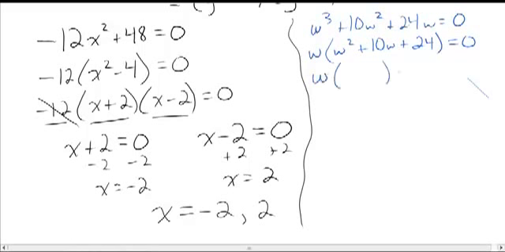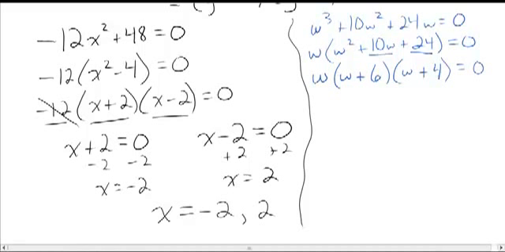So I'm going to get my two sets of parentheses, and this still equals 0. Now the nice thing about this one is there's nothing but plus signs. So I've got a plus, I've got a plus. You know you've got a w here and a w here. And then you're thinking, well, what numbers multiply to make 24 but add to 10? And that would be 6 and 4.